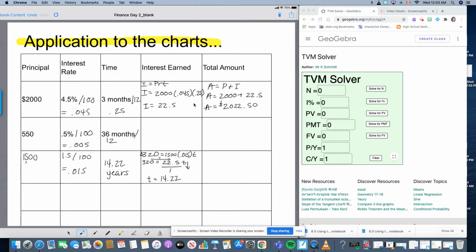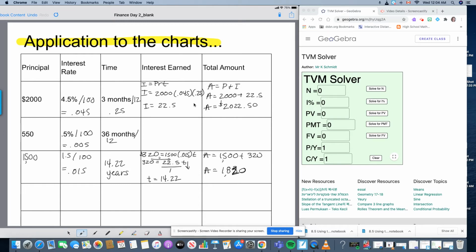And then the same thing, we don't have to really do anything too special for this. You're just going to do the 1,500 plus $320. A equals, excuse me, $1,820. Okay.